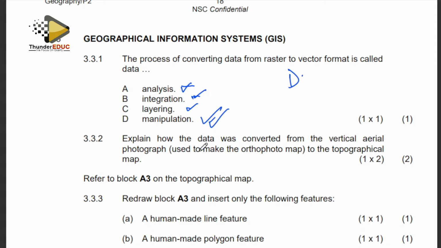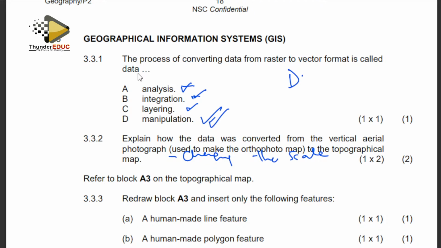3.2, it says explain how data was converted from vector aerial photographs, which is used to make the orthophoto map, to a topographic map. How is this done? So data was converted. In this case, how was it converted? It was converted by changing the scale. Remember, we said that the scale for the orthophoto is 1 to 10,000. The scale for the topographic is 1 to 50,000. So data is converted from a vector photo to an orthophoto map, to the topographic map, by changing the scale.